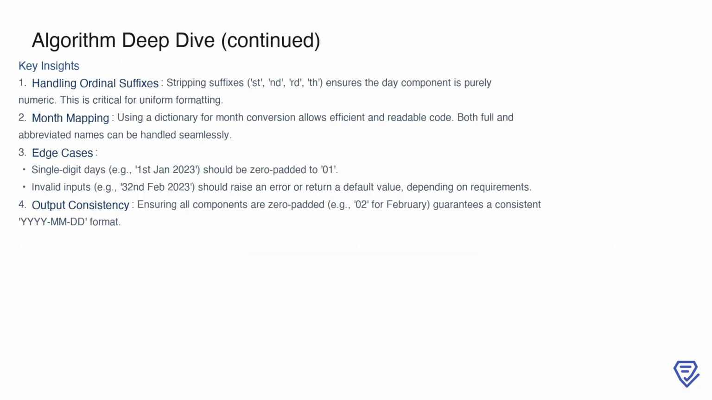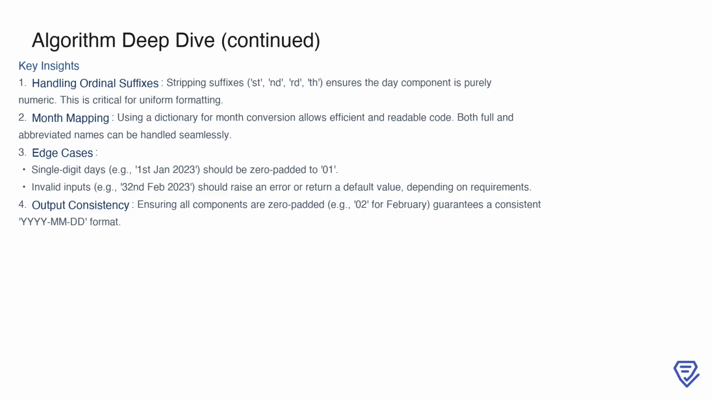There are a few important insights to consider when implementing this algorithm. First, handling ordinal suffixes like st, nd, rd, or th is crucial to ensure the day component is purely numeric. Stripping these suffixes guarantees uniform formatting. Second, using a dictionary to map month names to numeric values is not only efficient but also makes the code more readable, as it can handle both full and abbreviated names seamlessly.